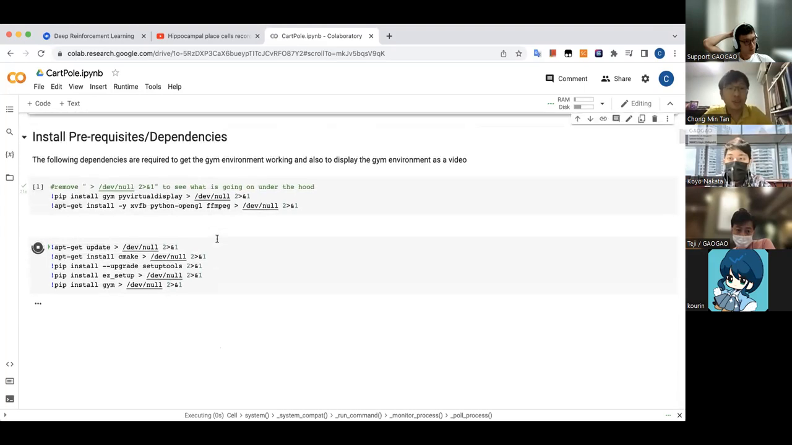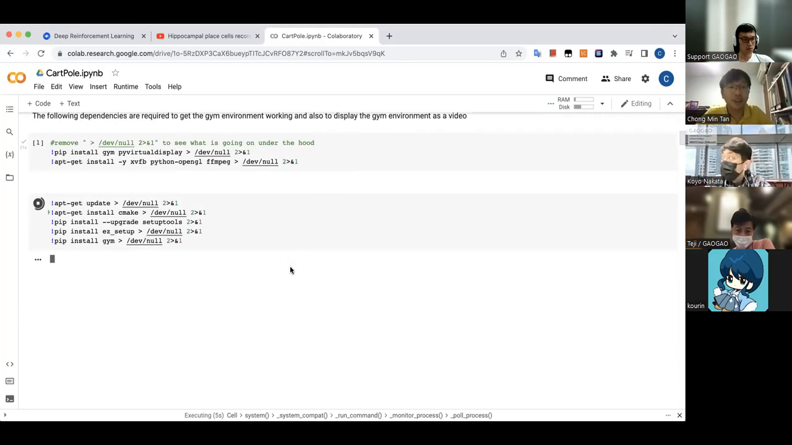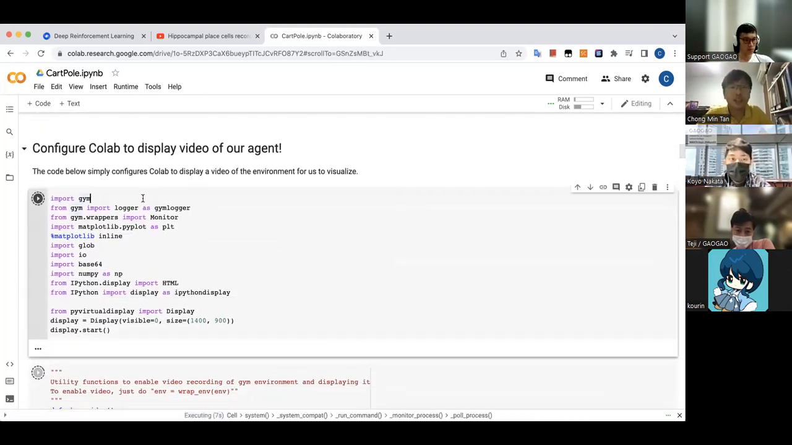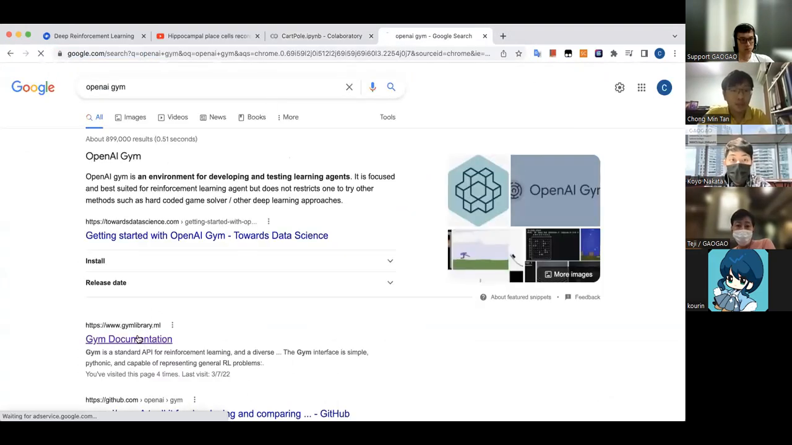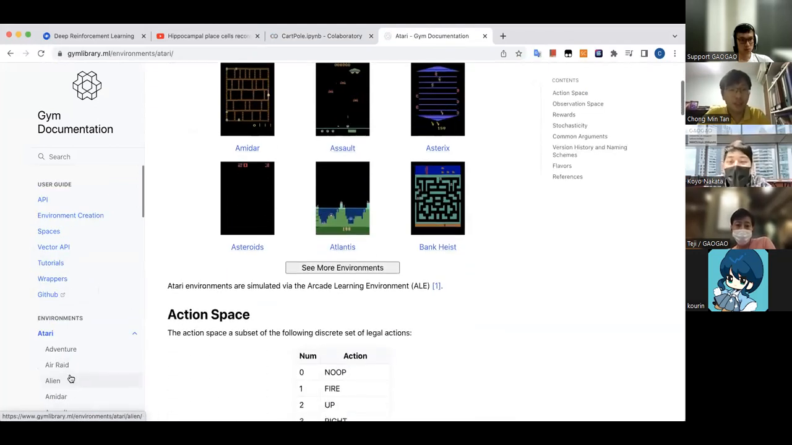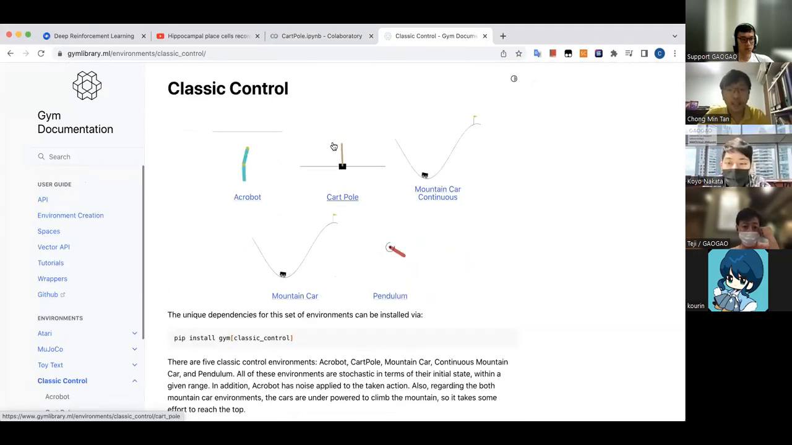This is a notebook that I created to show this environment. You can see a very cool video of the environment moving. Let's take a look at this. This is done using something called OpenAI Gym. Let me show you all OpenAI Gym. It's a place where you can get all these environments. You can get Atari environments here, and classic control environments like mountain car and cart pole. You can get all these environments over here, so you can do cool stuff here.